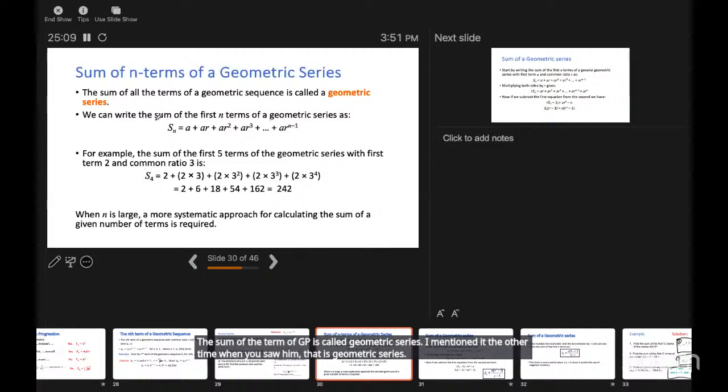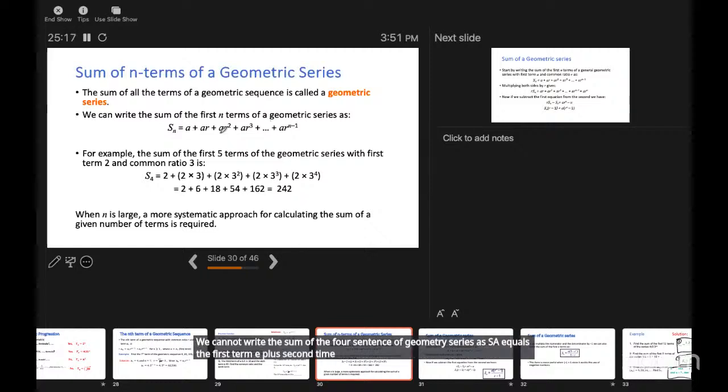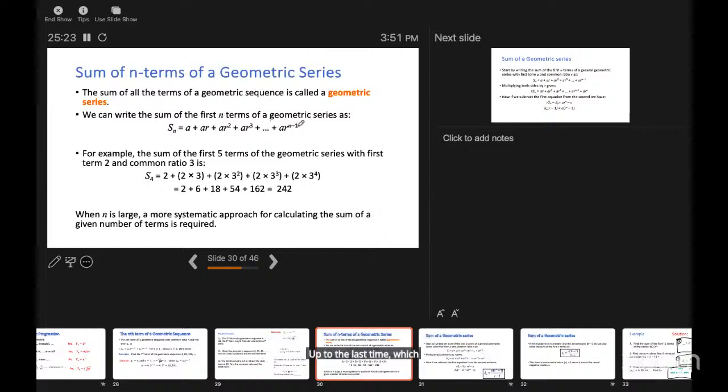We can now write the sum of the first n terms of a geometric series as Sn equals first term A, plus second term, which is AR, plus third term, which is AR^2, plus fourth term, which is AR^3, up to the last term, which is AR^(n-1). Sn is this. So that is the sum. You can simplify this.